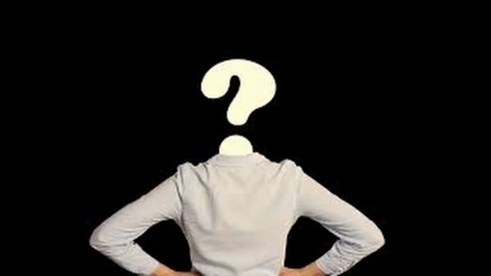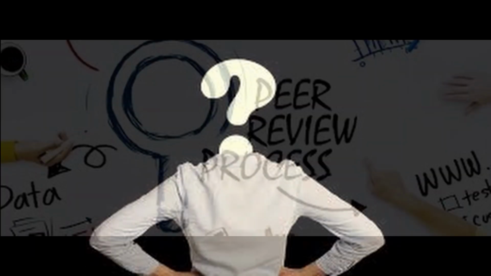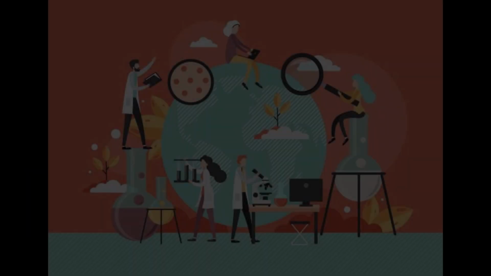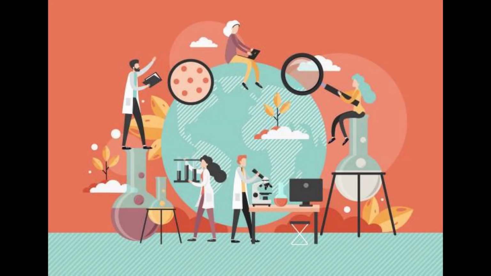Right, the first thing we're going to be looking at is the definition of peer review. So peer review is the process of ensuring that new research is original and uses valid science. It is used in all areas of scientific and academic research activity.